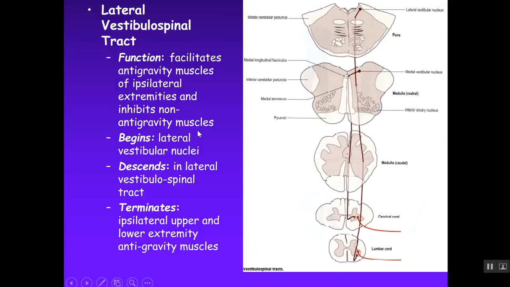All right, so as medial vestibulospinal tract, yeah. What happens to these nerves when you go through whiplash? Do the connections get?